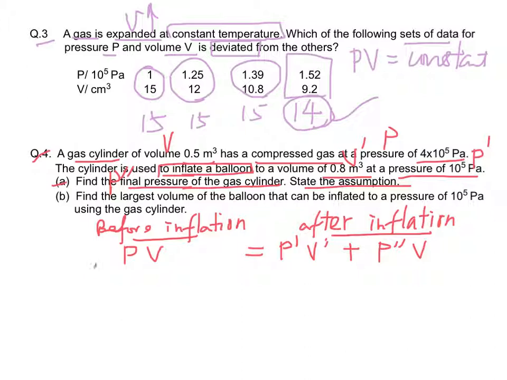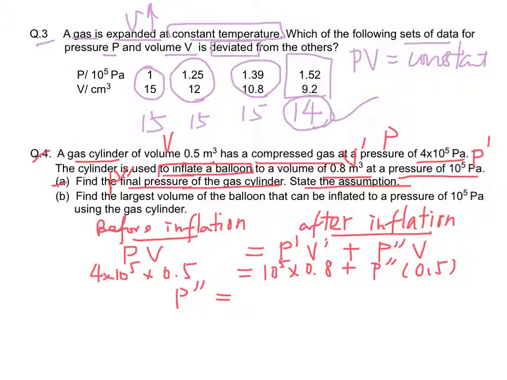Therefore, we got 4 times 10 to the power 5 times 0.5 equal to 10 to the power 5 times 0.8 plus P double prime times 0.5. That means the final pressure of the gas cylinder will be 2.4 times 10 to the power 5 Pascal.